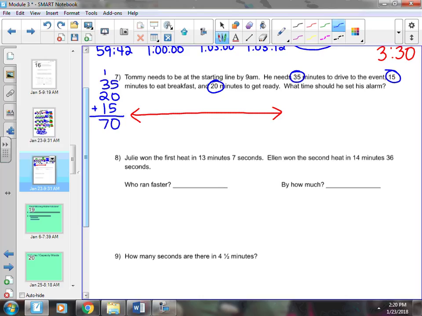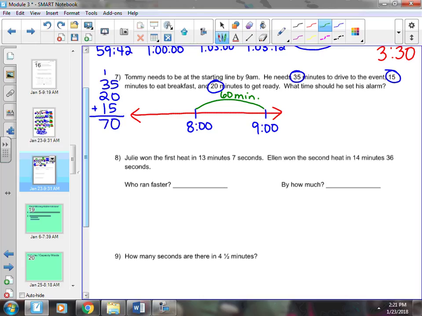So this is one of those working backward ones. 9 a.m. and I'm going to jump back 70 minutes. Anything over 60, I like to kind of break it down chunk by chunk. I'm going to jump back 60 minutes because jumping back an hour is something pretty easy to comprehend. So 8 o'clock. But Tommy can't wake up at 8 o'clock. That's only 60 minutes. He needs 70 minutes to do all the things he needs to do.